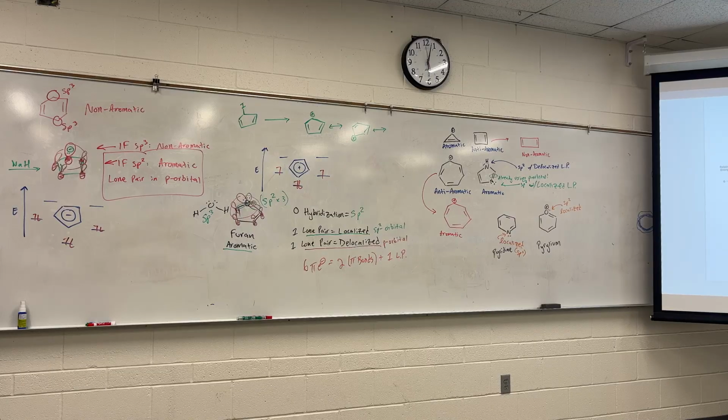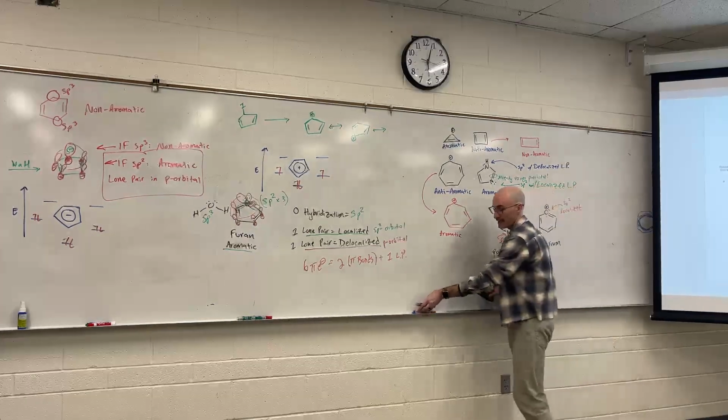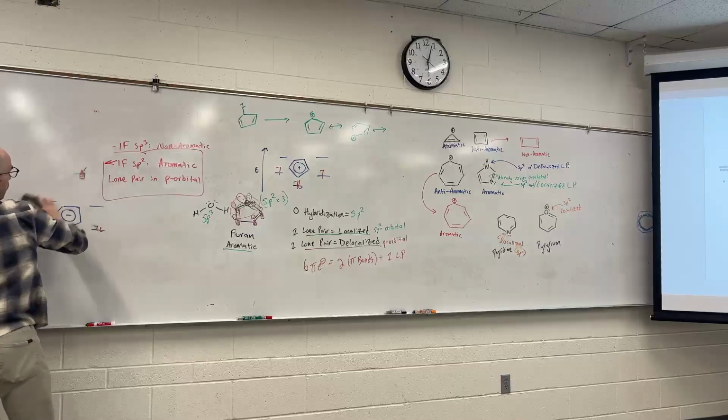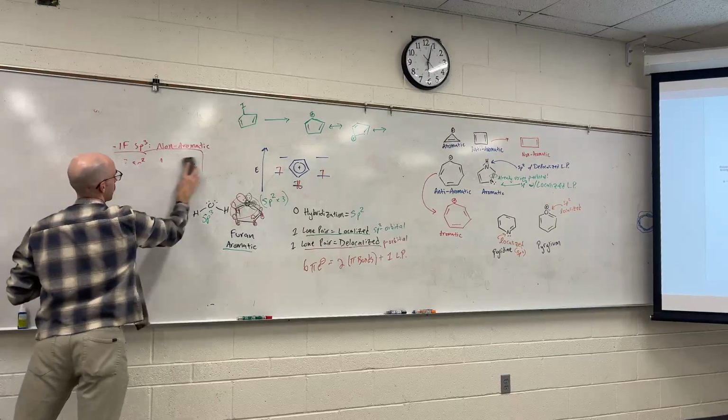I have more practice problems for you, and I want you guys to finish those. So on the bottom right of this worksheet, we've got all of these different compounds. How many is that? 3, 5, 7 compounds. I want you to decide whether they are aromatic, anti-aromatic, or non-aromatic. But before I give those to you, there's just two last things I want to say about this.